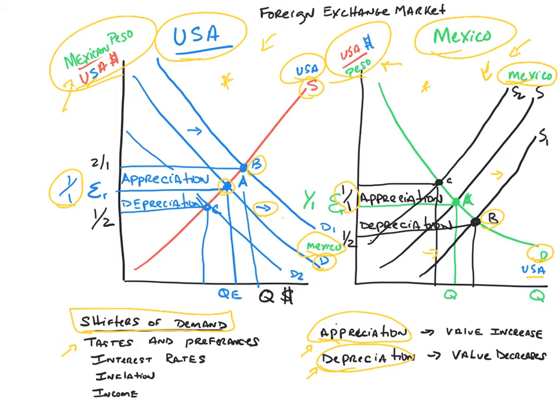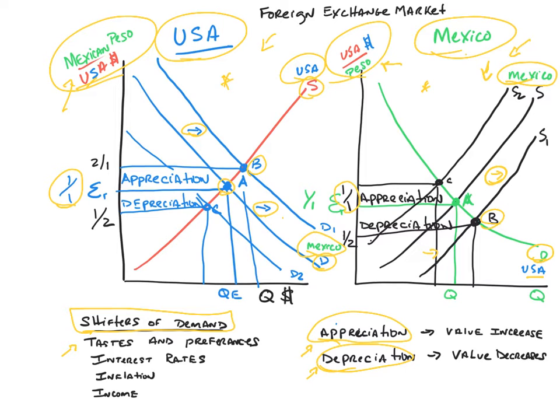Basically, what we're talking about here is that for some reason people are wanting to come to your country. Let's give an example of, let's say the United States got the World Cup. Well, if the United States got the World Cup, then essentially people in Mexico are going to want to come to the World Cup. But in order to come to the World Cup, they're going to need USA dollars. So they're going to supply more of their Mexican peso, and they're going to convert it to the United States dollar.